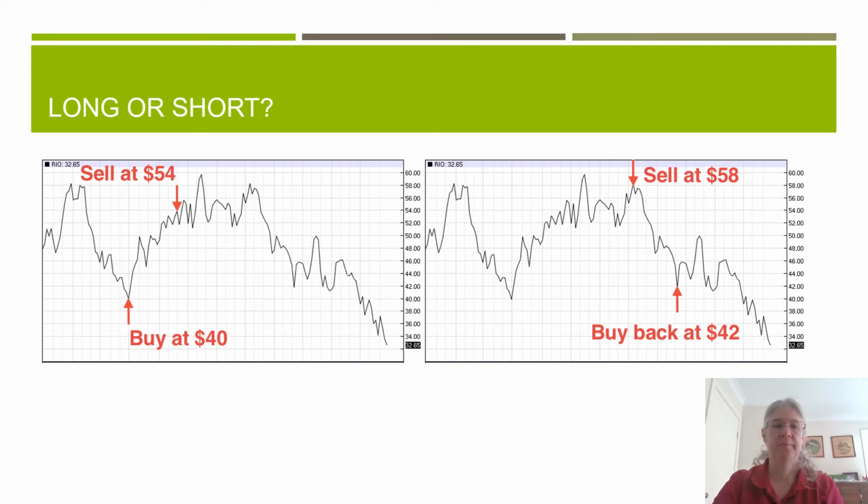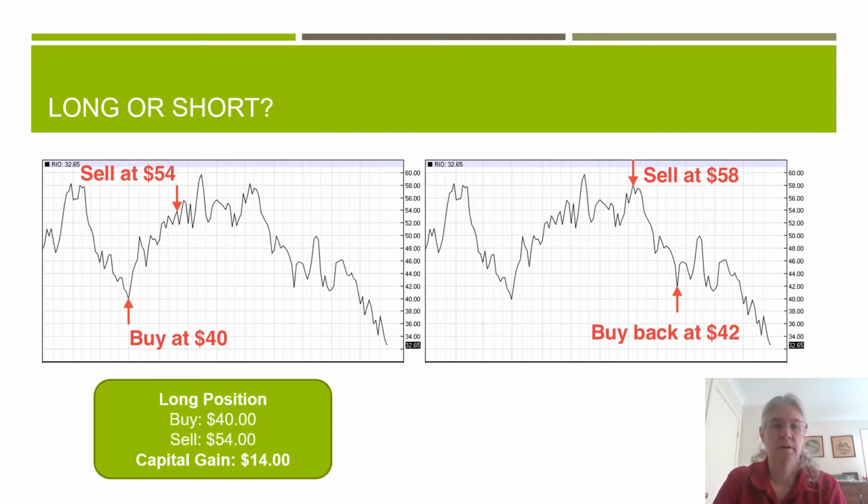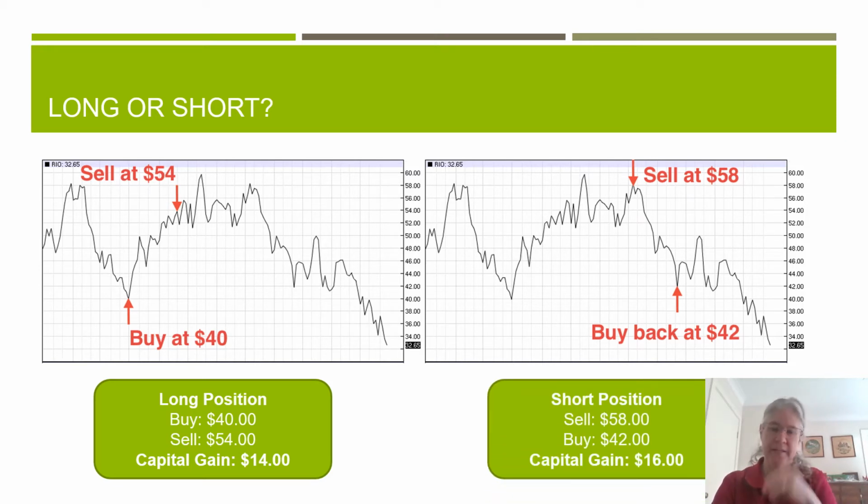Here's an example. If we buy our shares at $40 and later sell them back at $54, this is an example of the traditional way of long selling. So we buy at $40, sometime later sell at $54, a $14 profit. Now the short position is on the right side.